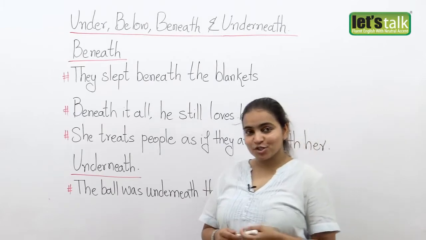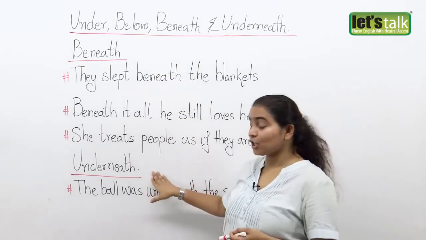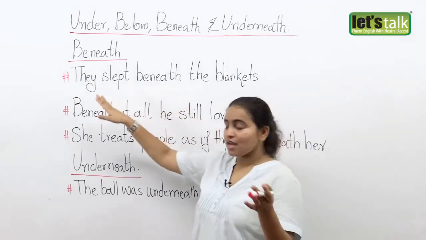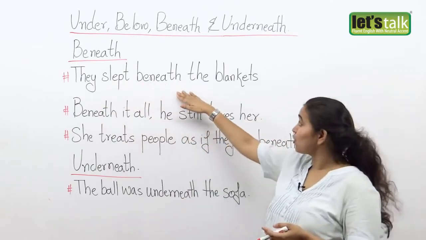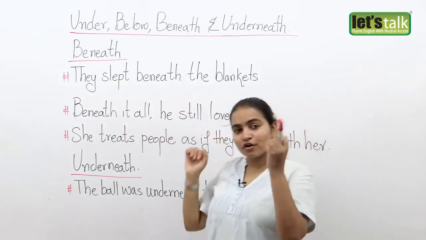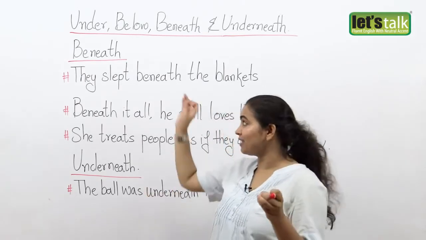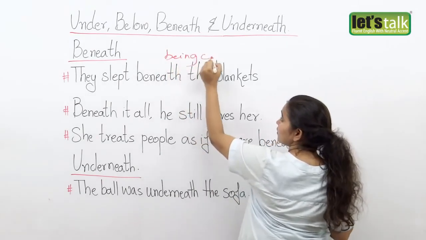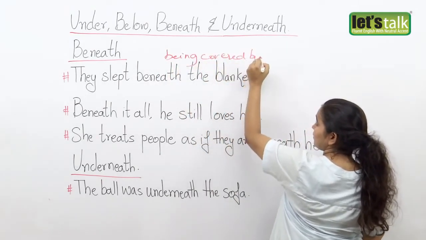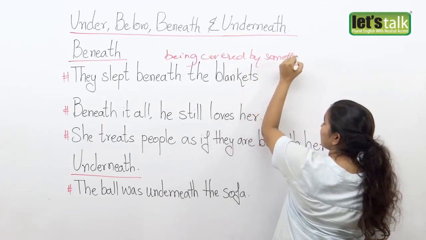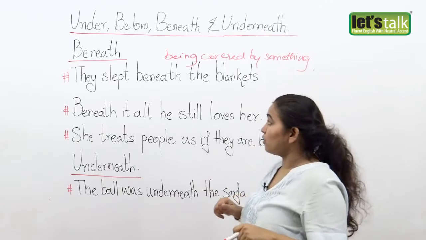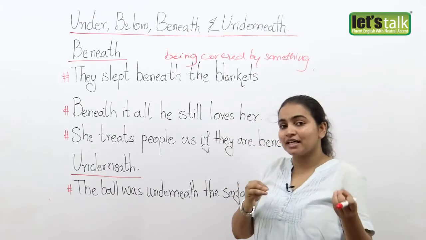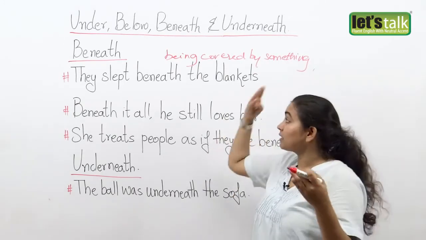Alright, now let's look at the last 2 pair of words, which is beneath and underneath, and see how they are used. The first sentence says they slept beneath the blankets. So the first context in which I use the word beneath is talking about being covered by something. So now you are sleeping beneath the blankets. So what I'm actually saying is I am being covered by the blankets.